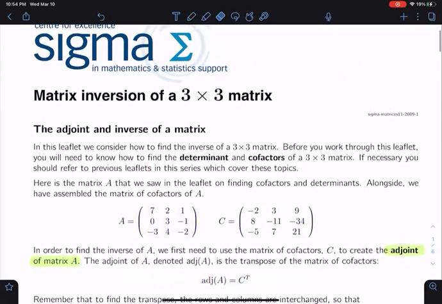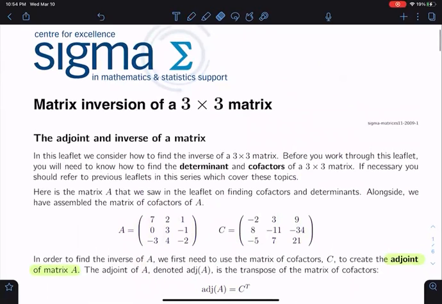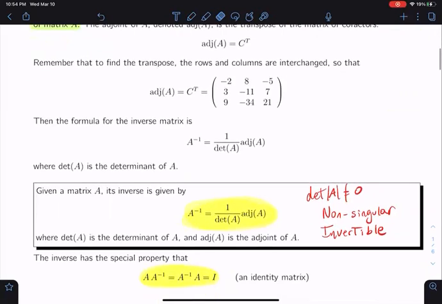But the main idea of finding A inverse is basically following this definition. So this is my definition now. They're saying here, given A, its inverse is given by A inverse equals 1 over the determinant of A times the adjoint of A, where det A is the determinant of A and adj A is the adjoint, right? And these are just properties we covered many times in class: A times A inverse equals A inverse times A, and that will give you the identity matrix. You know that.